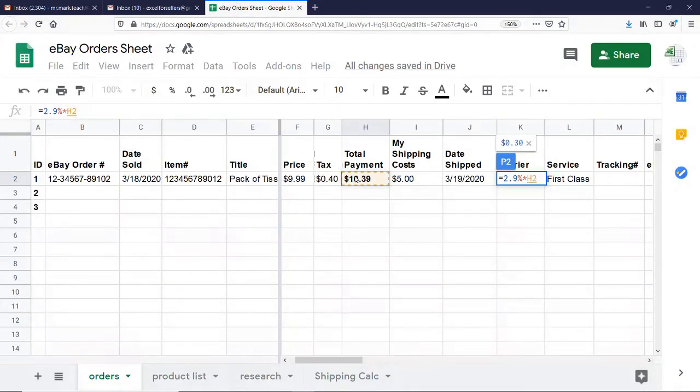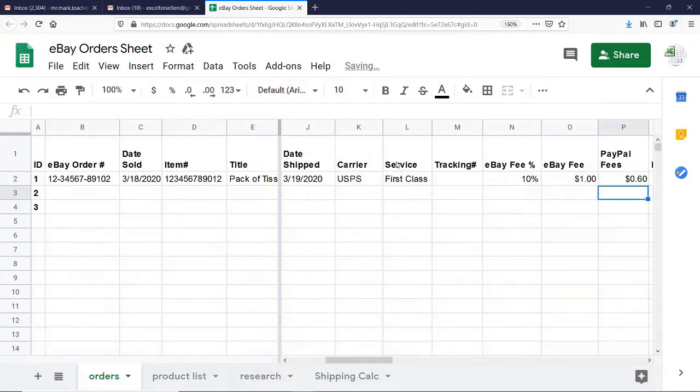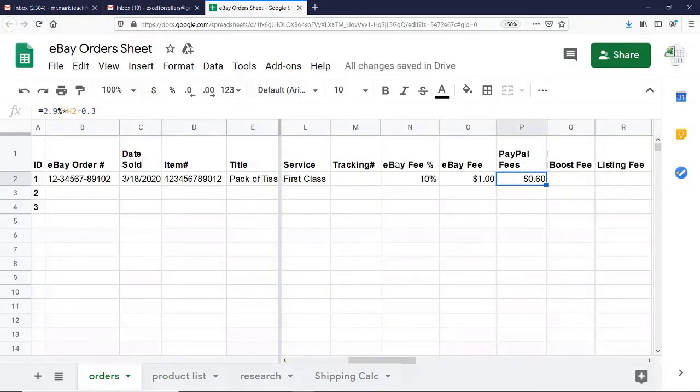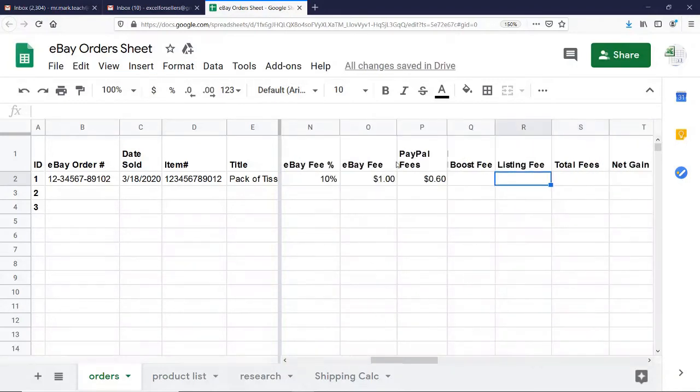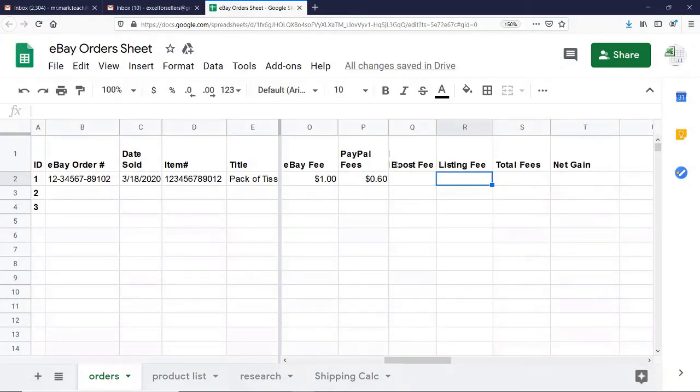2.9% times H2 plus 0.3, which is 30 cents. Okay, so that would be 60 cents. That's your PayPal fee. All right, then you have your boost fee. Your boost fee, if you boost the listing, I threw that in there for some people who want to include that. Listing fee, if you want to include your listing fee, if it's something you're only selling once, you might want to just include it for that one time.